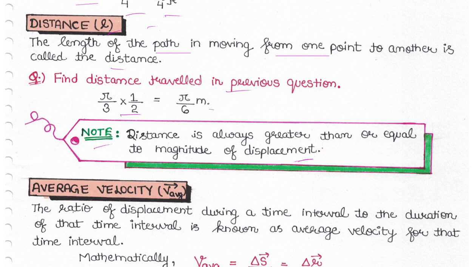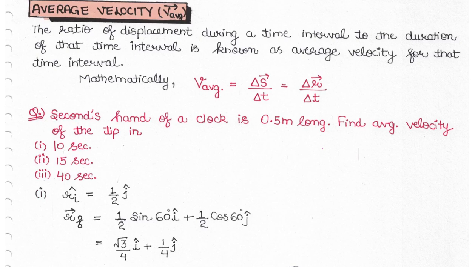Now what is average velocity? The ratio of displacement during a time interval to the duration of that time interval is known as the average velocity for that time interval. It is denoted by v average with a vector sign. Mathematically we can write v average is equal to delta s by delta t, or one can write delta r vector by delta t.